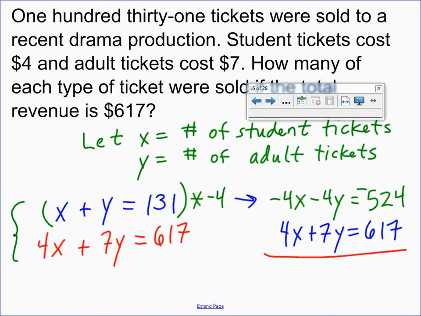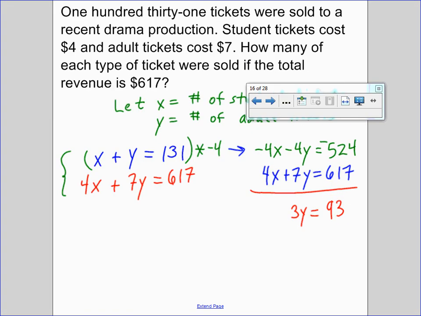Negative 4y plus 7y is 3y equals. And then we'll do this difference. This looks like 74 plus 17, 84, 91. No. 81? No. 93? Very nice. And now we can solve by division. It looks like 1, 2, 30, 31. So $31? That seems kind of pricey.